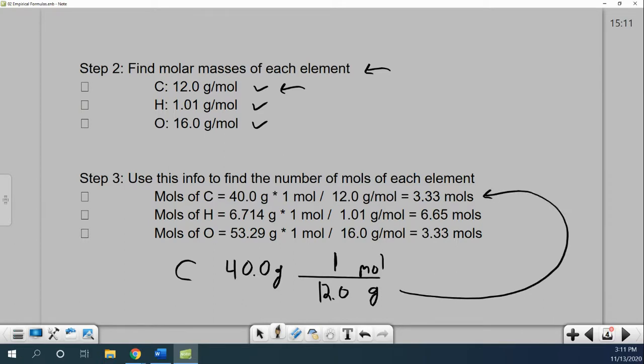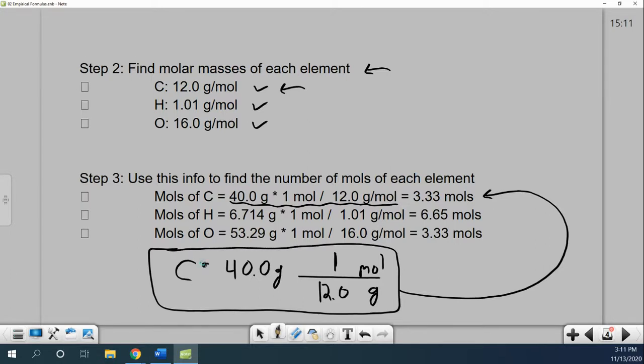And I get 3.33 moles. I know it's not really fun to read math equations like this on the board. So that's why I wanted to show you the sample calculation here. This is what it would probably look like on your page to make it easier to read.